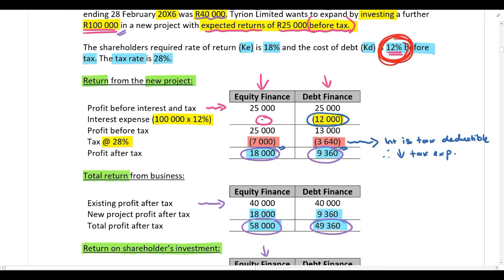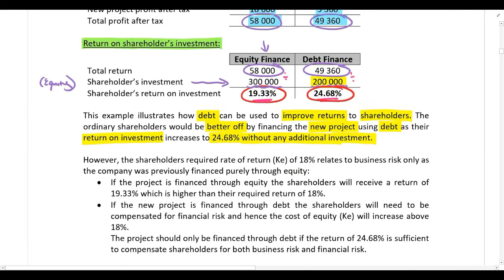You can see the cost of debt is less than the cost of equity because the debt providers are exposed to less risk. And in addition to that, interest is tax deductible. So because debt is cheaper than equity, we can use debt to improve returns to ordinary shareholders. However, we can't just look at the advantages of debt. We need to look at that together with the disadvantages of debt.